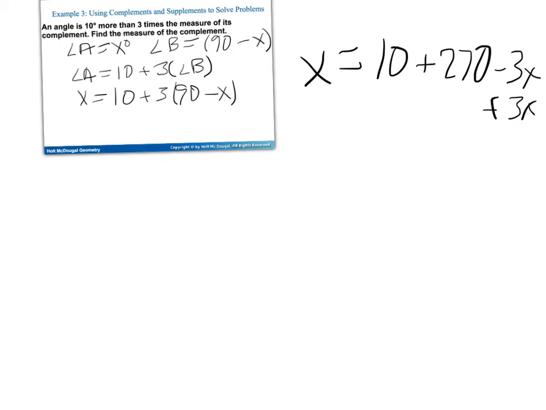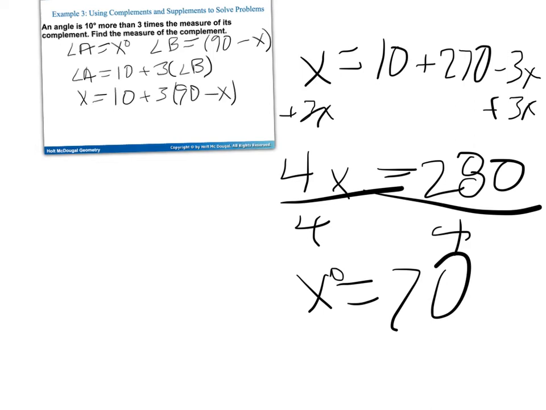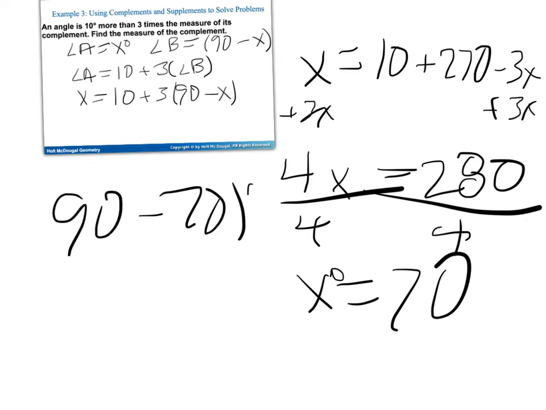Now I'm going to solve for x and combine these terms over here. So 4x equals 280. Divide both sides by 4, and x equals 70. So x degrees is 70. Up here, we said x was our A, so angle A is 70. They want to know what the complement of that angle is. So to find the complement, you're just going to take 90 minus 70, and that's going to give you your final degree measurement.